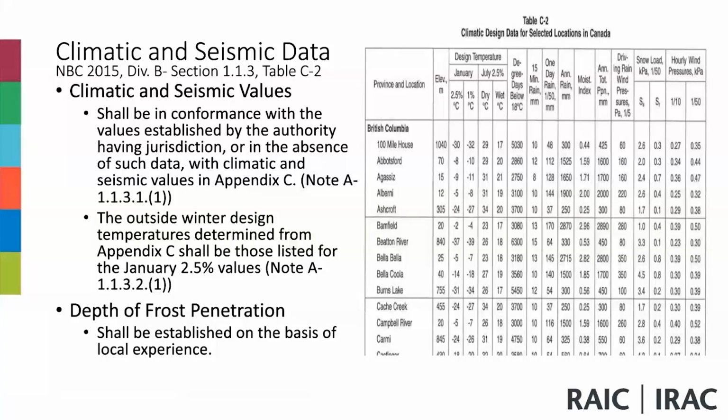The outside winter design temperature determined in Appendix C shall be those listed for the January 2.5% values. So again, this is the outside winter design temperatures. That's what you would take. The depths of the frost penetration shall be established on the basis of local experience. So you have to look for local experience to be designing for frost penetrations.